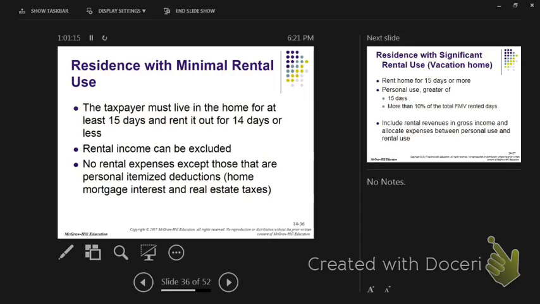Now, I don't know where that's advantageous to anybody, but it would still qualify under here. If you do that, you do not have to declare the rental income. So there's a big loophole in there for taxpayers that fit into that little category. That's $5,000 that she did not have to declare as rental income. No rental expenses except those that are personal itemized deductions, home mortgage insurance, and rental real estate. So no deductions for the fact that she rented it, but her home mortgage insurance and all that still are just normal everyday expenses.